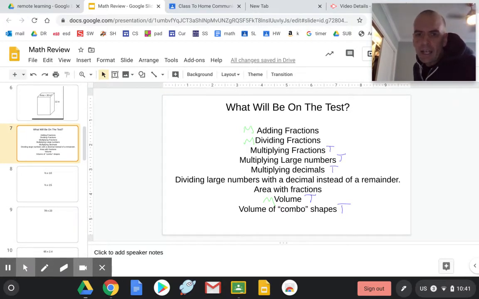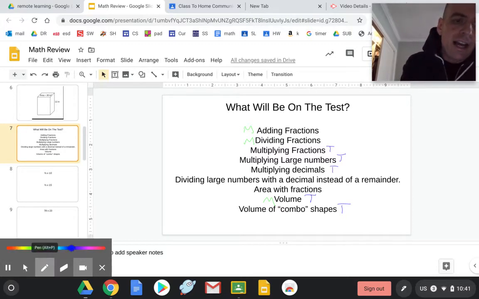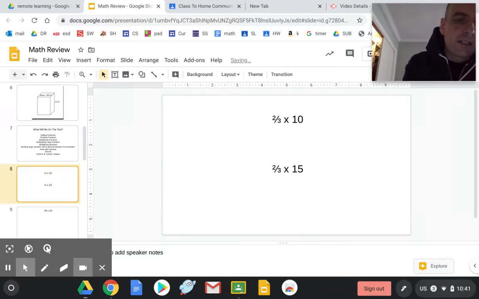So, yesterday we reviewed adding fractions, dividing fractions, and volume. Today, we are going to review multiplying fractions, multiplying large numbers, multiplying decimals, another review of volume, and then we're going to start reviewing volume of those combo shapes or composite shapes. So that's a lot to do today, but let's get started.